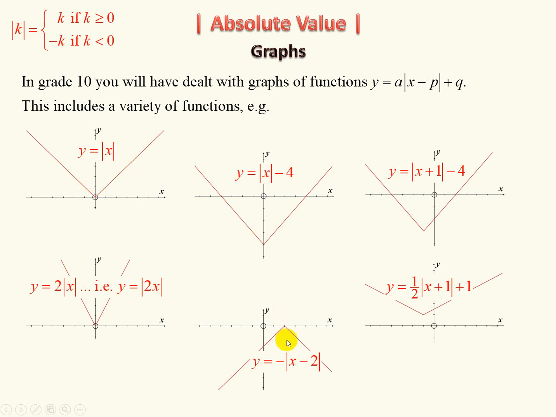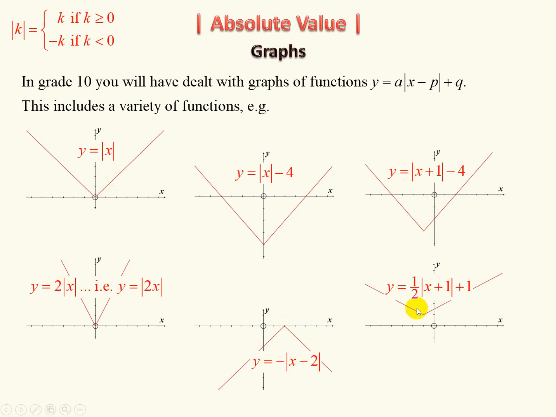The next one, we take that graph because of the negative, we've inverted it, flipped it about the x-axis, and we have the x minus 2, which means x has to be greater by 2 to get the same result. So this has a paradoxical effect where it shifts to the right by 2. So negative, flip the graph, and then move it to the right by 2. This one here, we're moving it to the left by 1, and we're shifting it down 4.